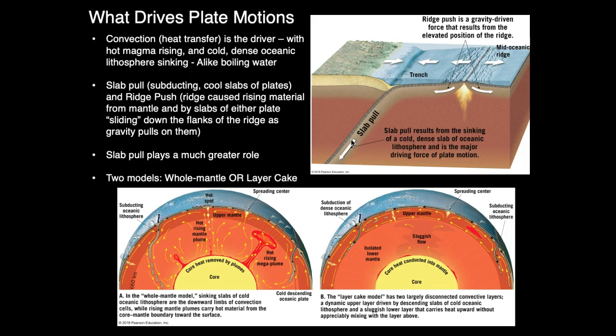And then ridge push happens when you have divergent plate boundaries. You have hot rising magma, which pushes the surface to be elevated. And so the sides of the two plates that are spreading apart kind of slide downward in the flank of that ridge. So it is thought, however, that the slab pull mechanism has a lot more influence in this plate motion, and this is based on current plate motions associated with convergence zones.